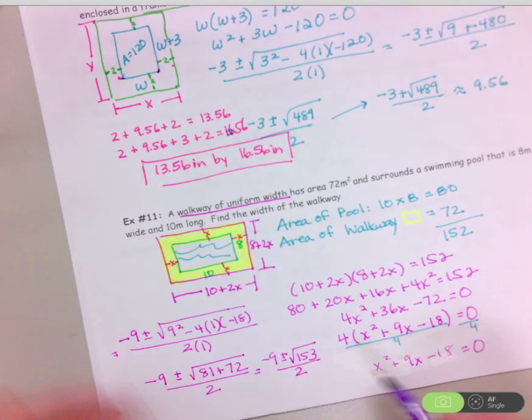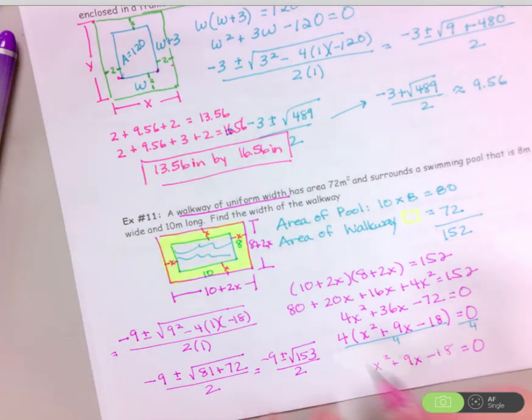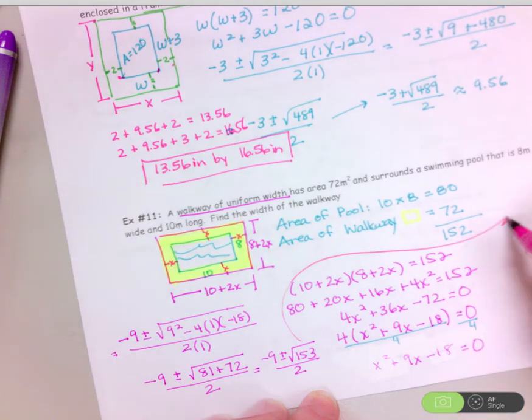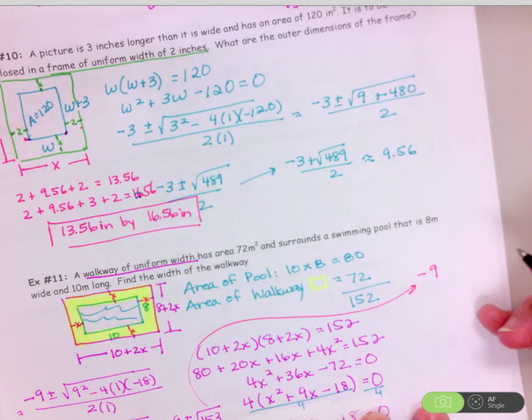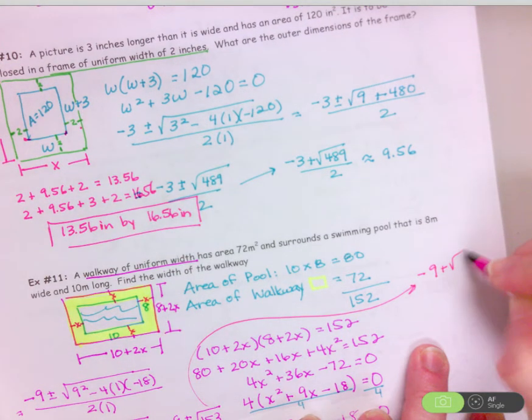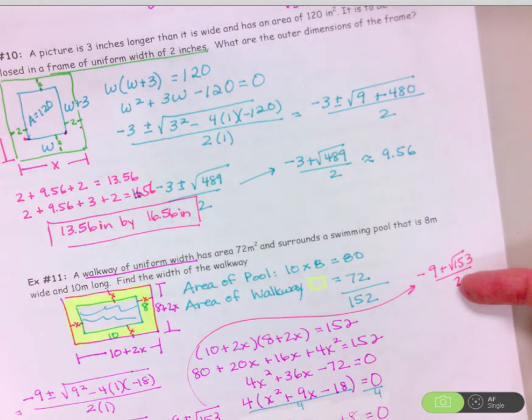And you could plug in both of them, right? You could do the positive and the negative. Sorry, I ran out of room. I'm just going to go over there and do negative 9 plus the square root of 153 over 2. The reason I'm not going to do the minus is because then I'm going to get a negative number, and we know that the walkway can't be a negative.